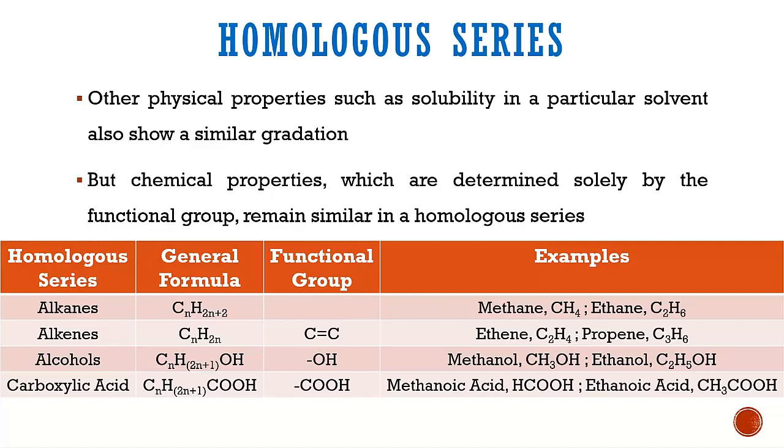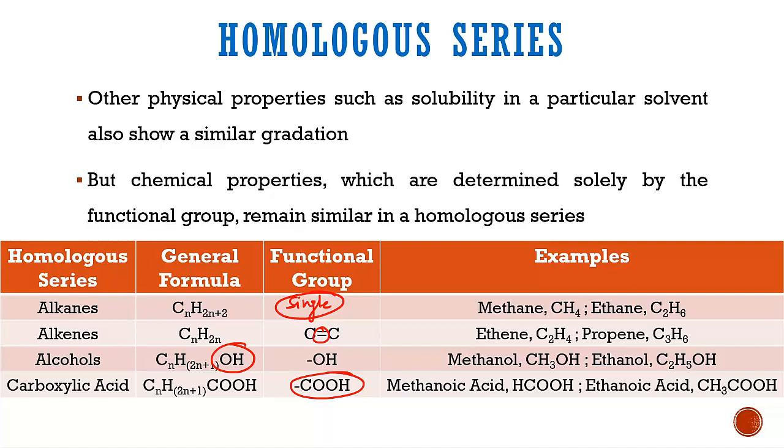But chemical properties, which are determined solely by the functional group, remain similar in a homologous series, and hence they are called homologous series. So these are the examples. Alkanes all have single covalent bonds, and hence they form a series, for example methane, ethane. Alkenes form double bonds, and hence they also form a series. Alcohols have OH as a functional group, and hence they form a homologous series. Similarly, carboxylic acids have the functional group COOH, and hence they also form a homologous series, for example methanoic acid, ethanoic acid, butanoic acid, and so on.